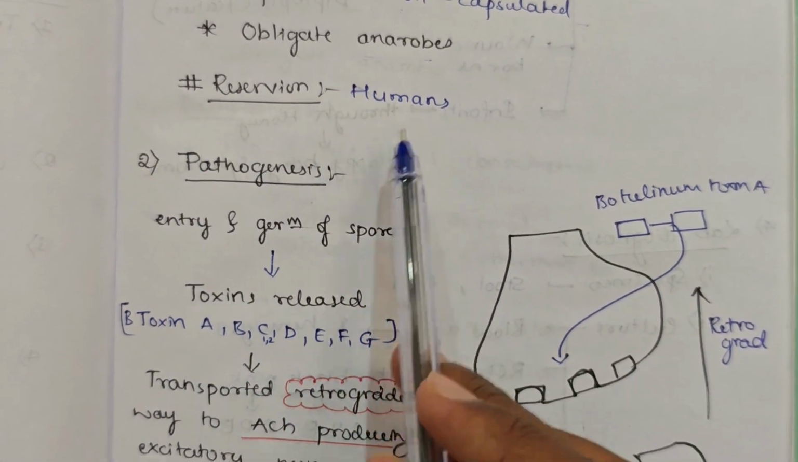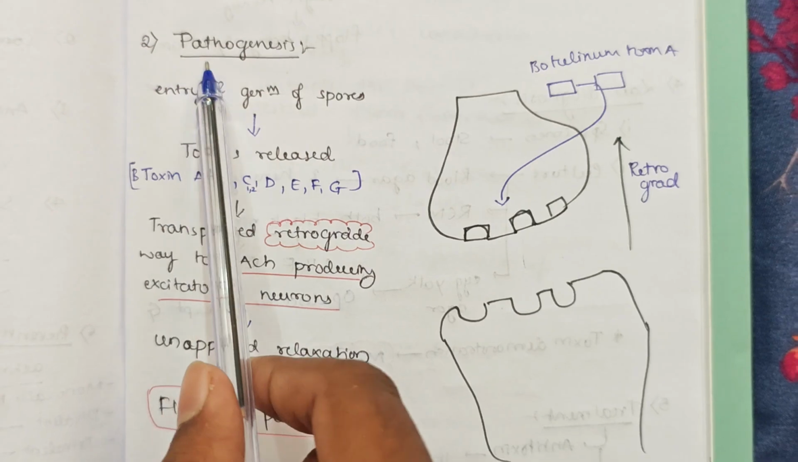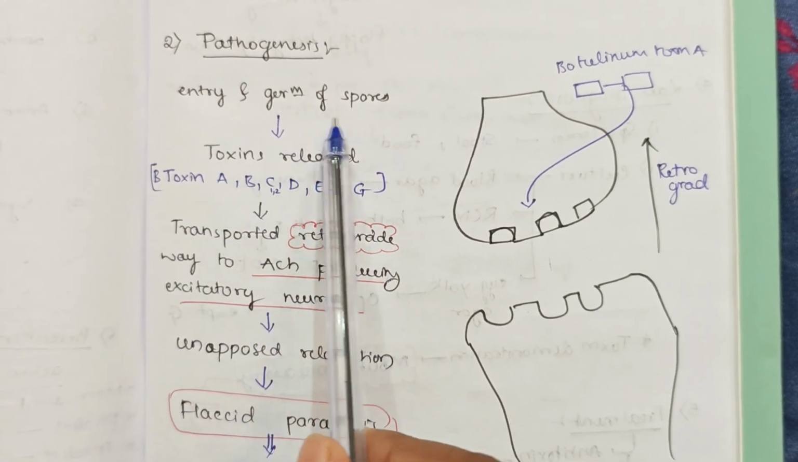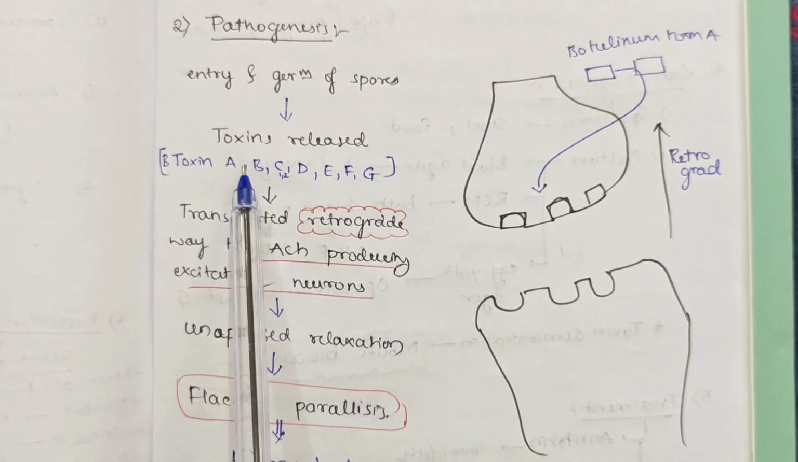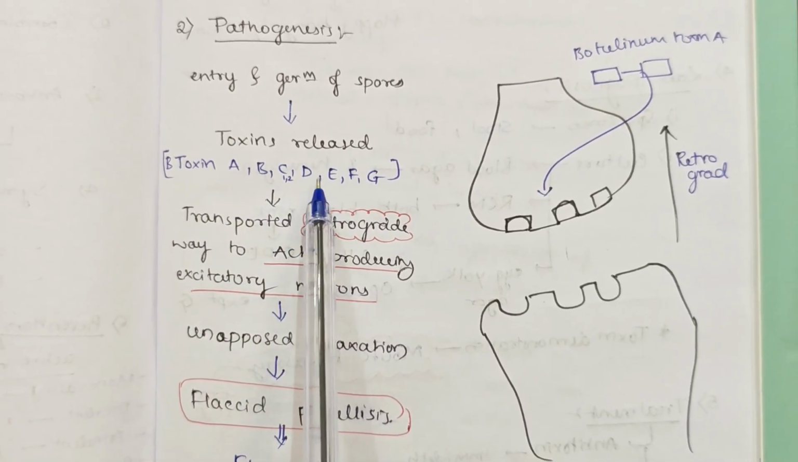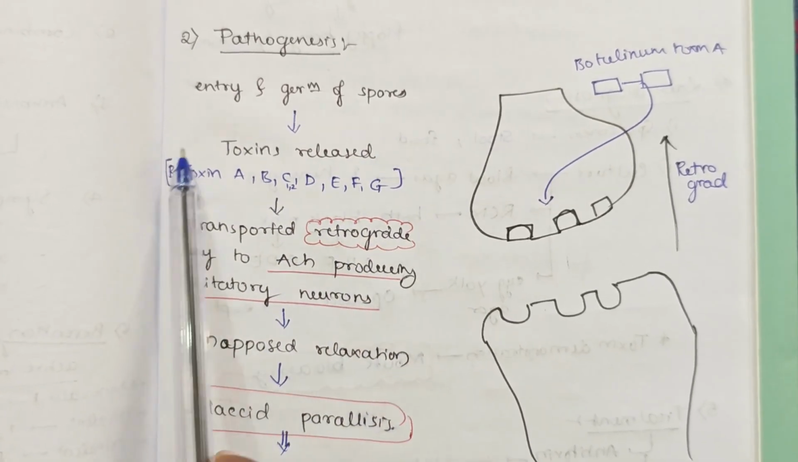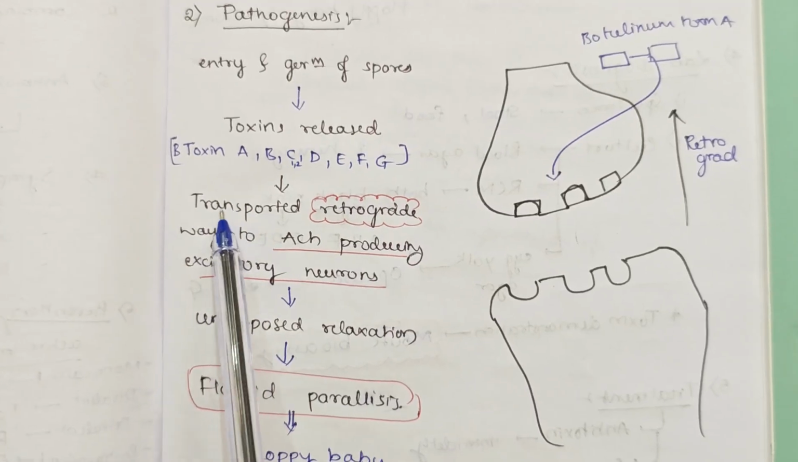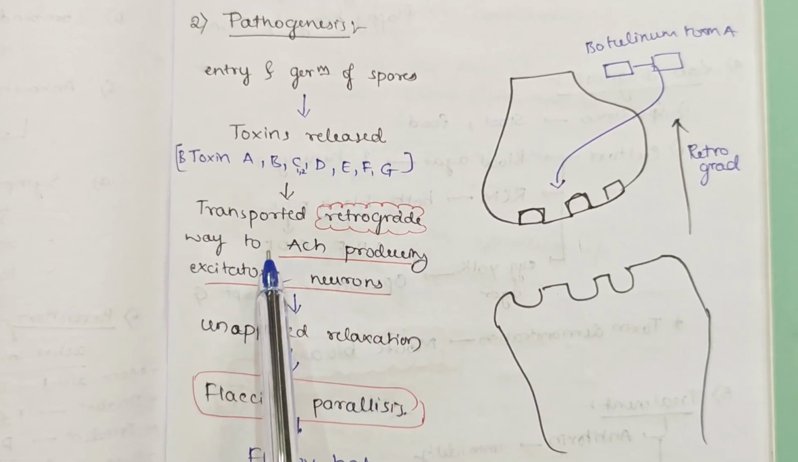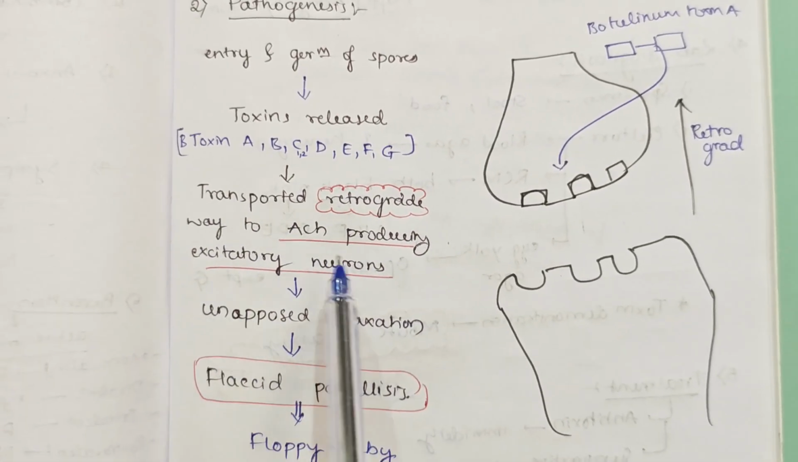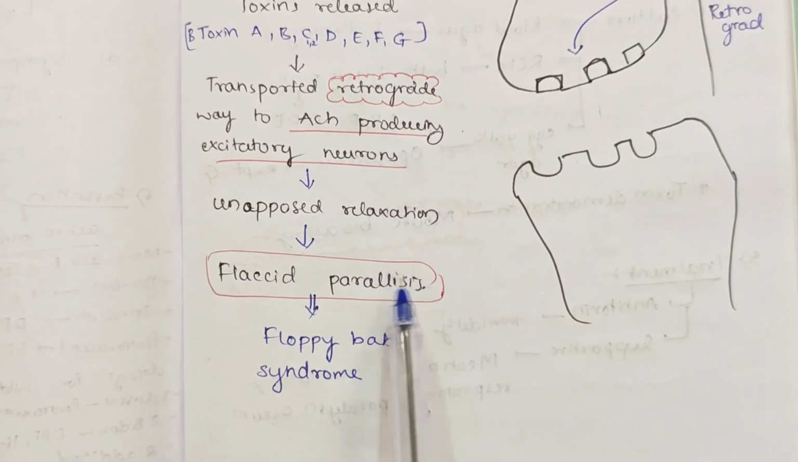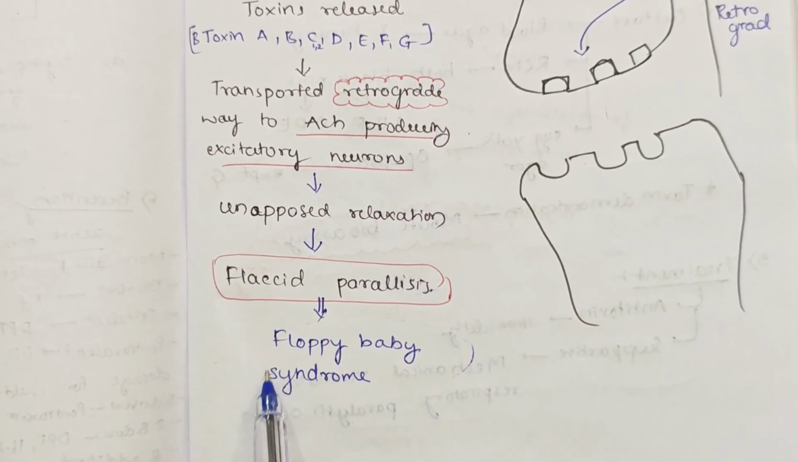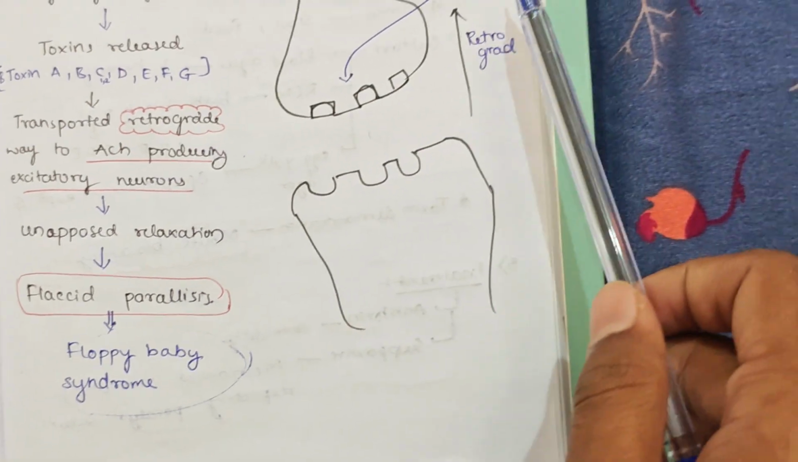Here the reservoirs are humans. Most important in pathogenesis are the entry and germination of spores. Toxins are released: botulinum toxin A, B, C1, C2, D, E, F, G. These botulinum toxins are transported in a retrograde way to acetylcholine-producing excitatory neurons, causing unopposed relaxation, flaccid paralysis, which is also called floppy baby syndrome.